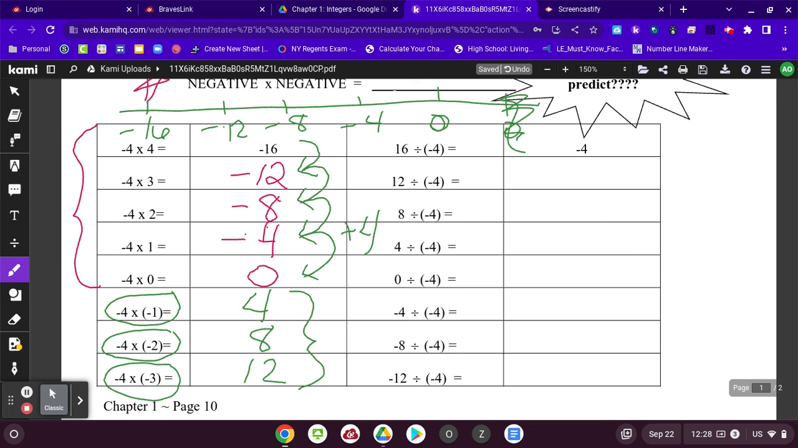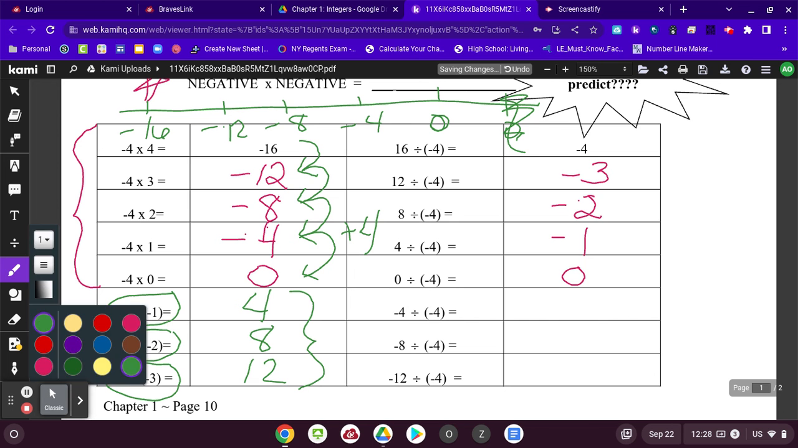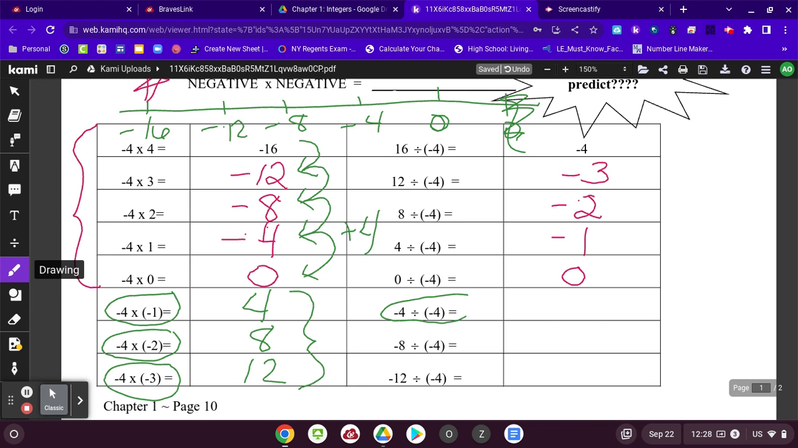Let's see if that holds true for division. 16 divided by negative 4 is negative 4. 12 divided by negative 4 is negative 3. 8 divided by negative 4 is negative 2. You can see this pattern forming. 4 divided by negative 4 is negative 1. 0 divided by negative 4 is 0. So we're again getting into the negative divided by a negative, and we're looking at a pattern.